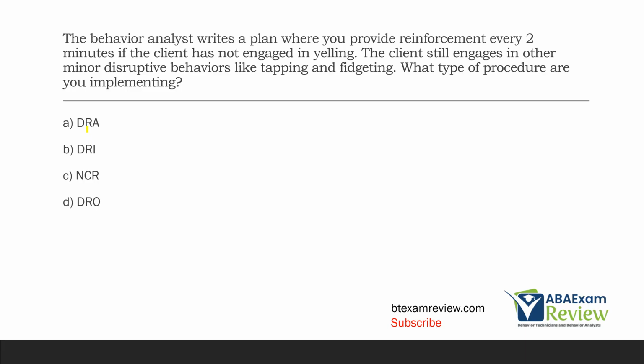So DRs are differential reinforcement. We have alternative, we have incompatible, we have other, and then NCR is going to be noncontingent reinforcement. So if you have a plan where you give reinforcement every 2 minutes if the client has not engaged in yelling, what type of procedure are you implementing? Well, remember our differential reinforcement procedures. If we're reinforcing for a behavior not happening, so the client not engaging in yelling, we are differentially reinforcing other behaviors. If we're teaching a replacement behavior, we're going to be using an alternative or incompatible.